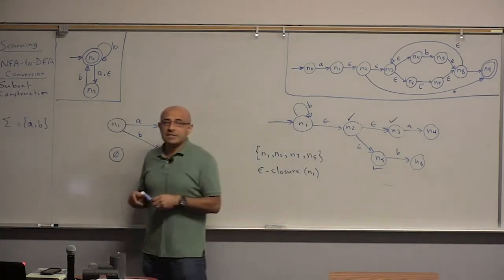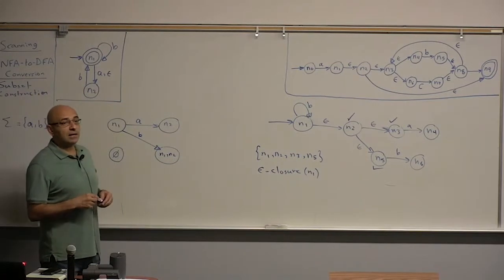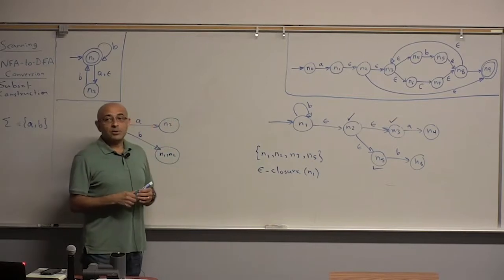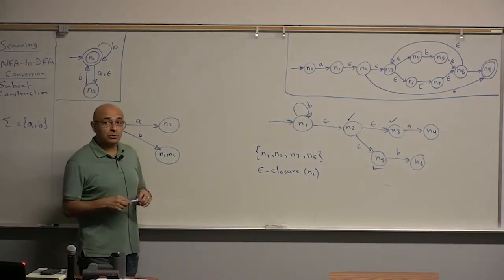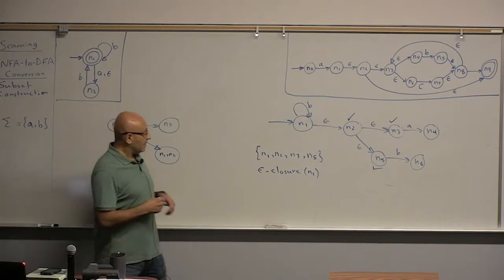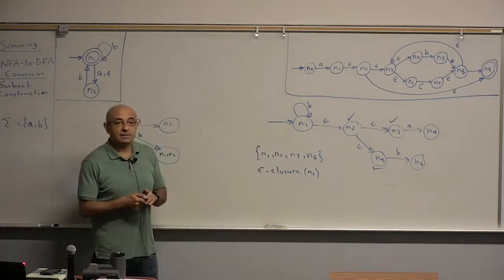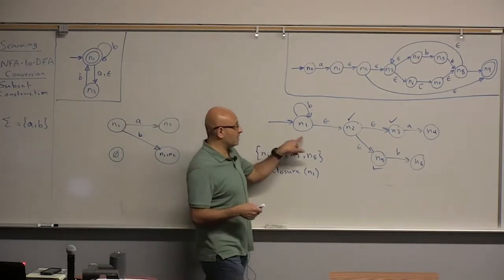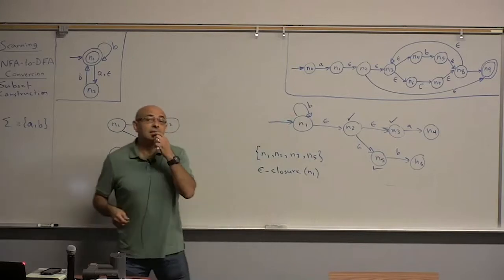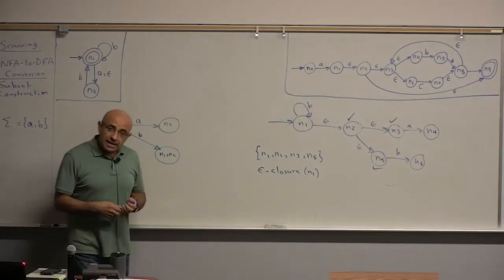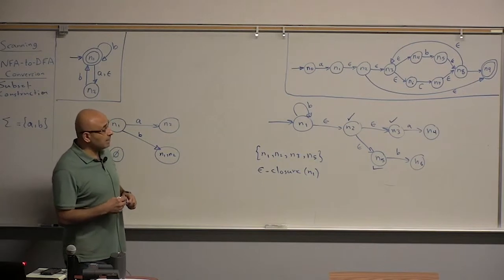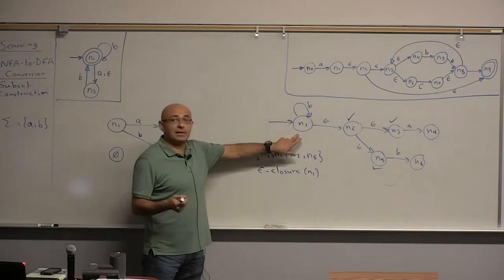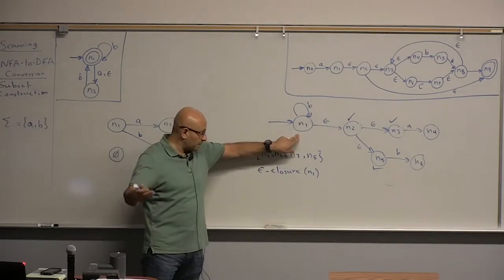By the way, thinking of this algorithmically, think of this NFA as a graph. Which graph algorithm would you use to compute the epsilon closure for a state? This is a graph. So these are nodes and these are edges. Yes? Depth first? You can use any traversal. In fact, you can use depth first or breadth first, with the source being N1, the state that you are trying to compute the epsilon closure for.